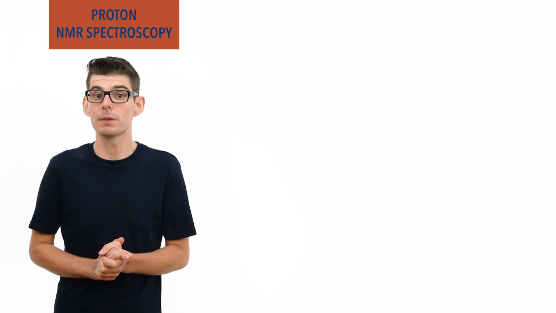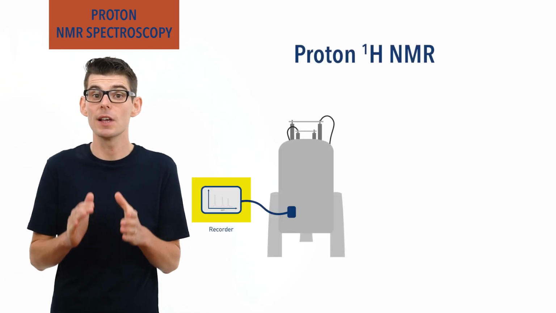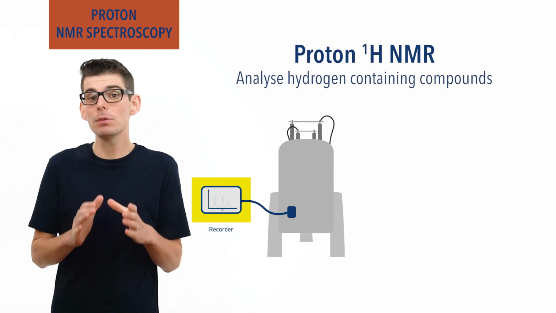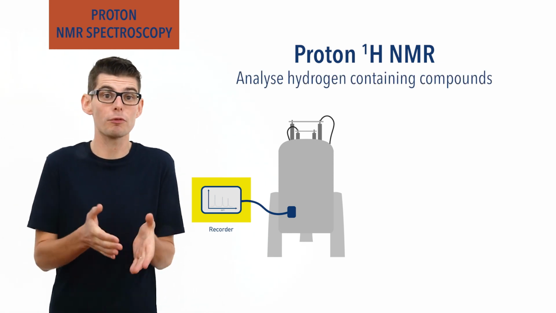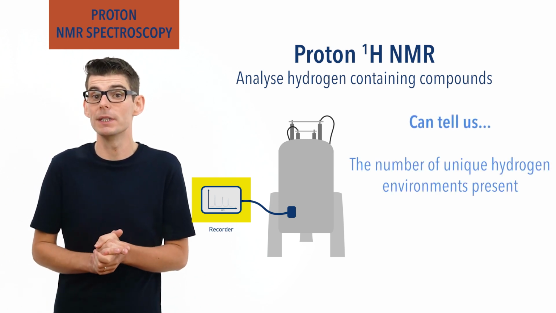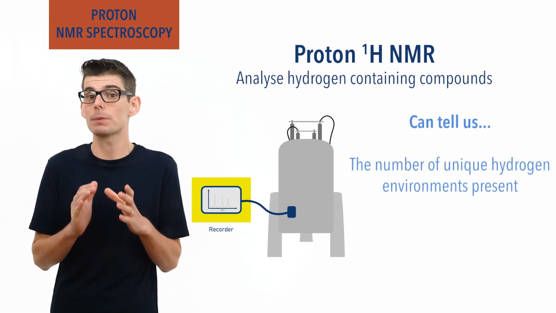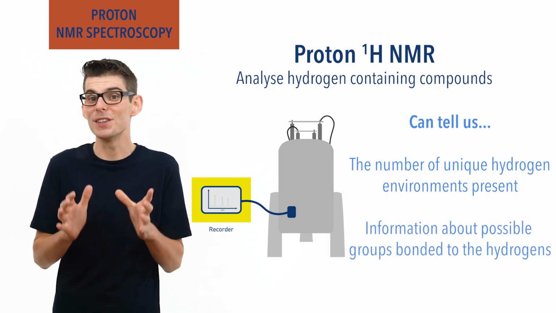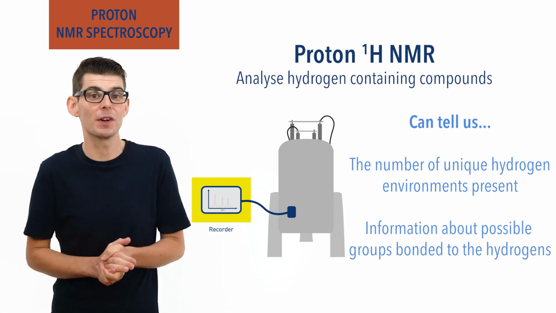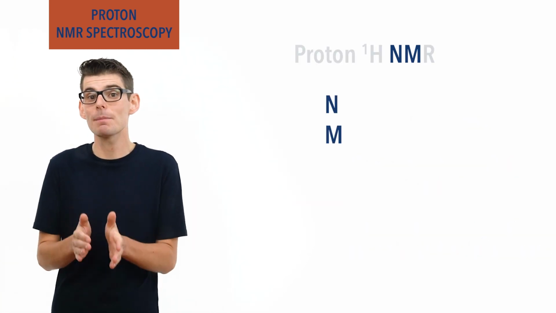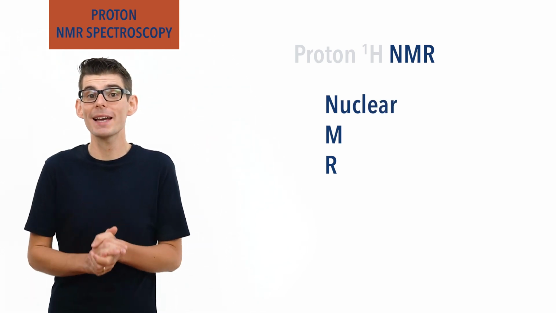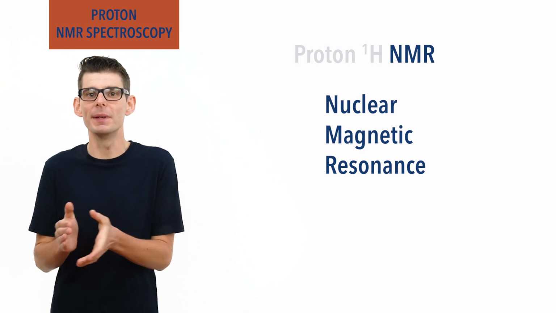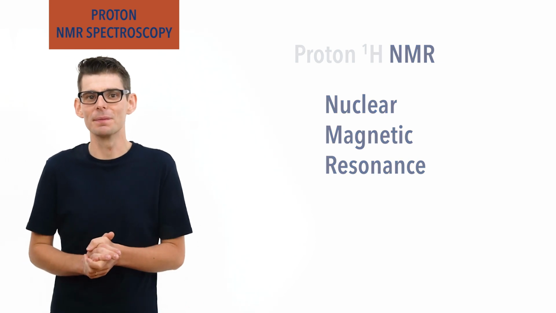Proton NMR spectroscopy is a technique used to analyze hydrogen-containing compounds in organic chemistry. It enables the number of unique hydrogen or proton environments in a molecule to be determined, and information about possible groups bonded to these hydrogen environments can be predicted, giving useful clues about the structure of a compound. The N, M, and R stand for nuclear magnetic resonance. Hopefully, why those words are used will become a little bit clearer as the video goes on.